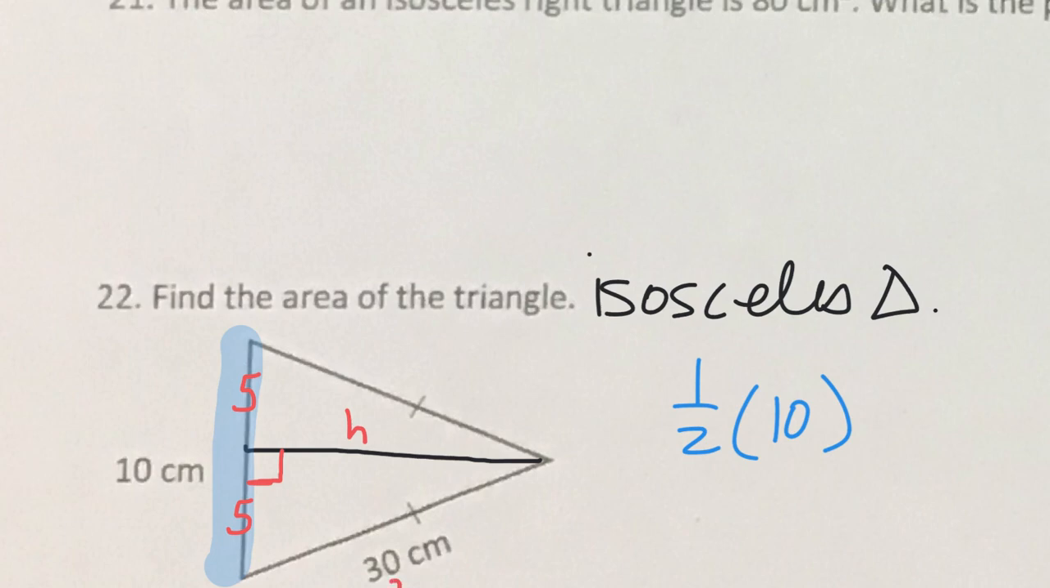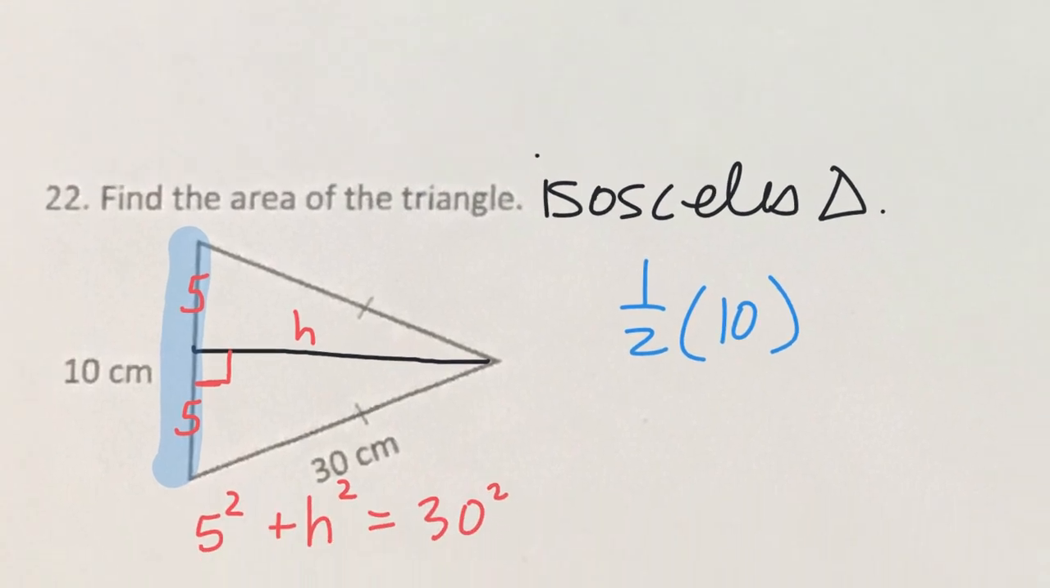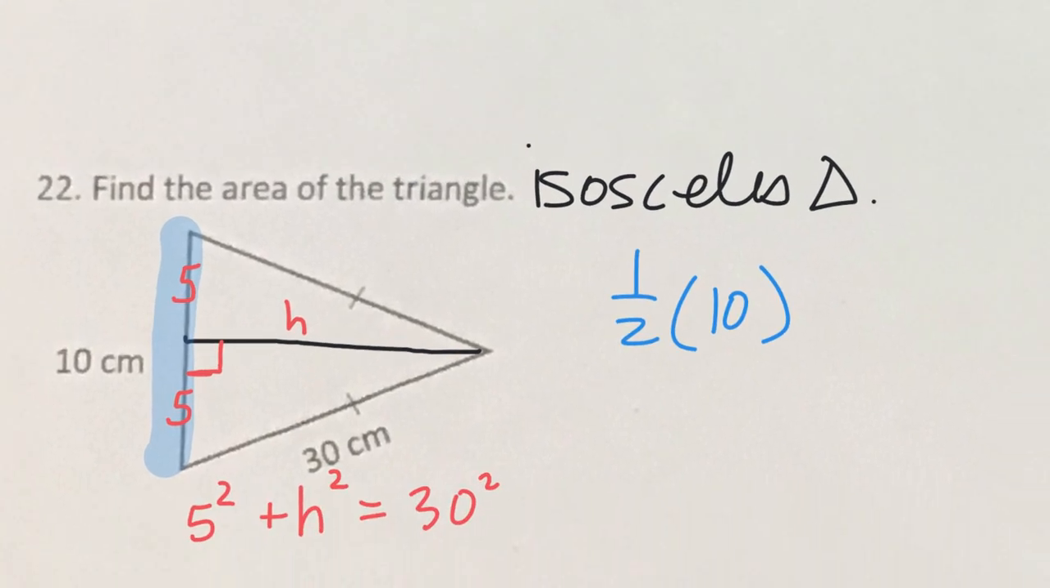5 squared plus h squared equals 30 squared. Okay, so we're going to calculate the height of this isosceles triangle with the Pythagorean theorem. It looks like it's going to be a pretty large number because 30 squared is 900, and 900 minus 25 is not a very small number. So 875. The square root of 875 is the height for our isosceles triangle that we are dealing with.